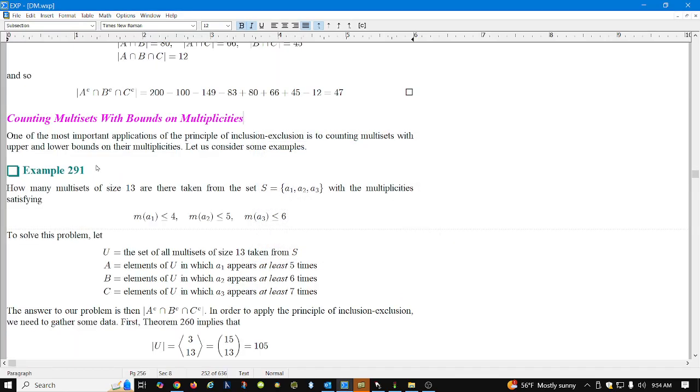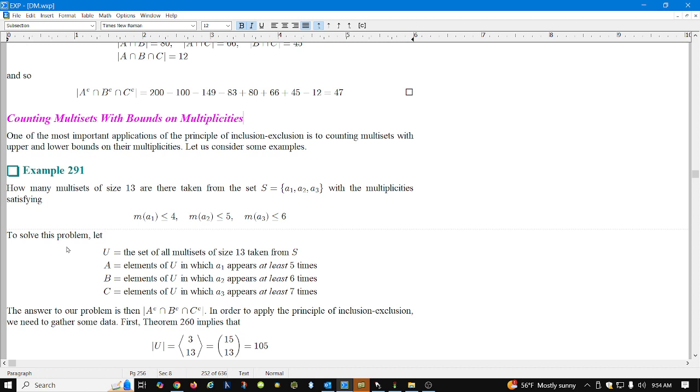So let's look at an example. How many multisets of size 13 are there, taken from a set of size 3 with these multiplicities? So we're now doing just upper bounds on the multiplicities.